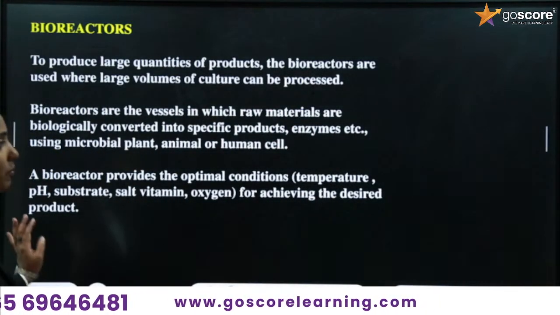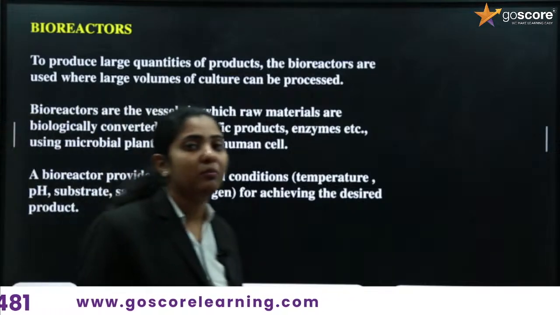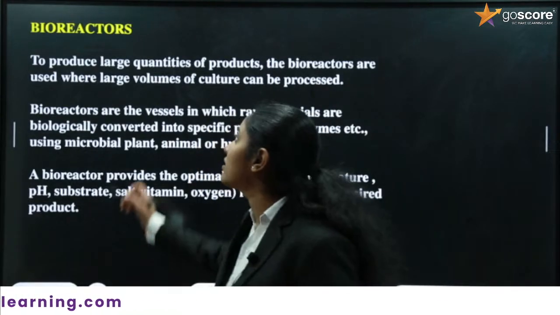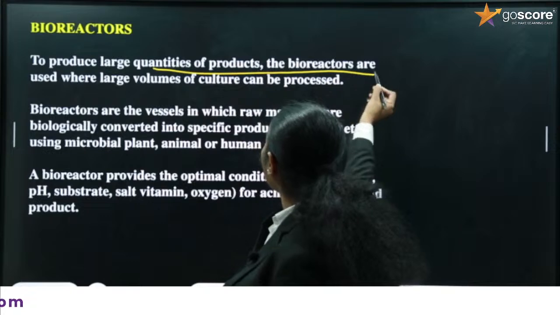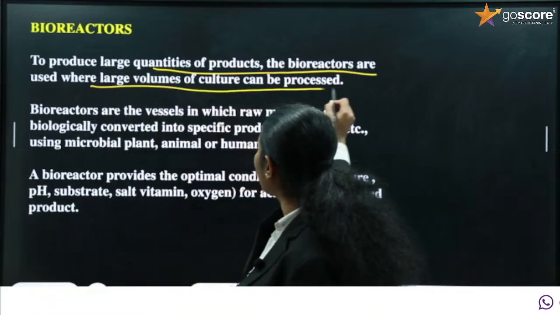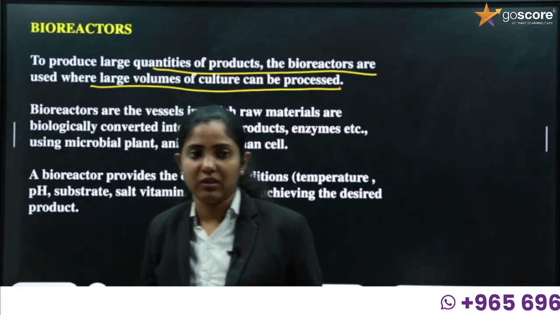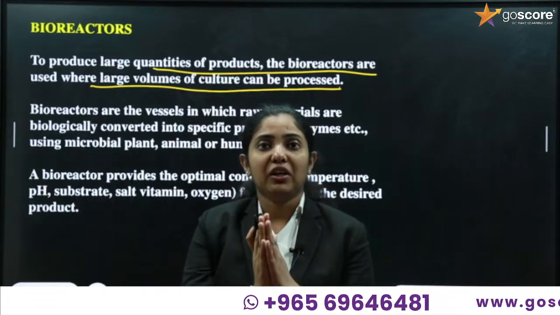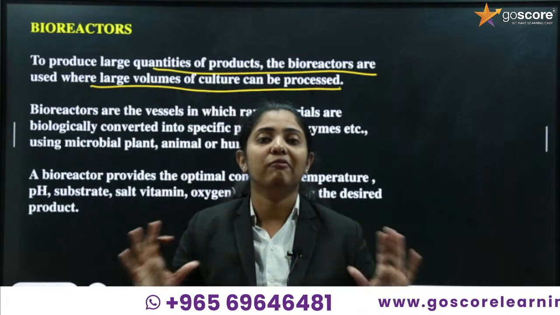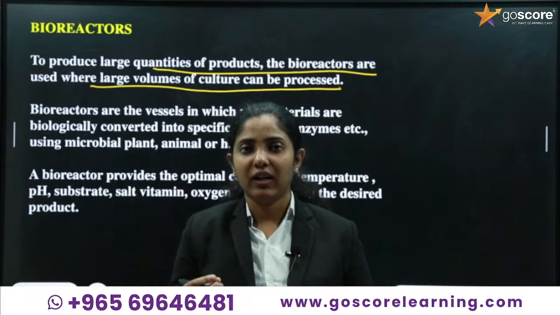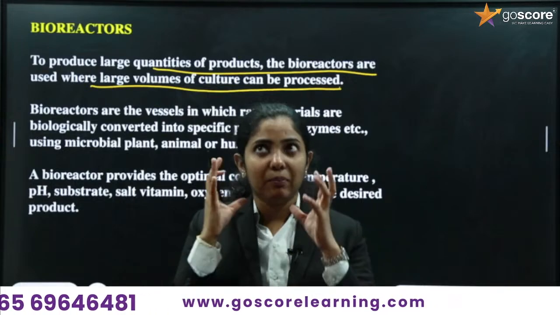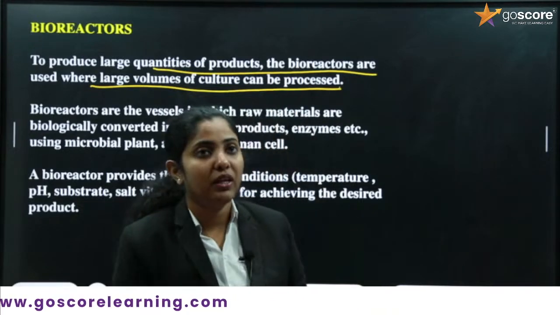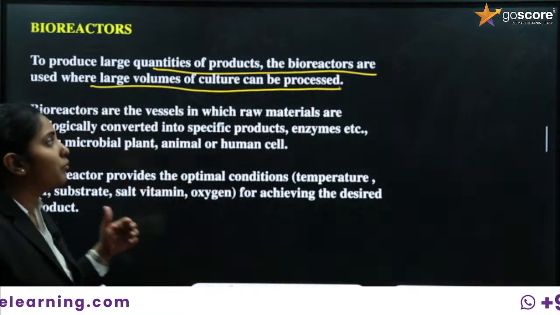So what is next? Bioreactors. This is an important part, the final part of our chapter. Let's see what bioreactors are. To produce large quantities of products, bioreactors are used, where a large volume of cultures can be processed. That means if we have a target of obtaining 1 ton of product, not just 1 kg or 100 mg, then what has to be used? Bioreactors are used.